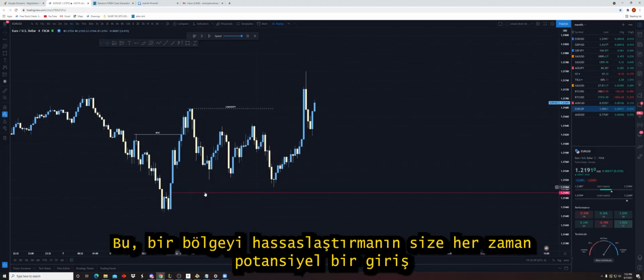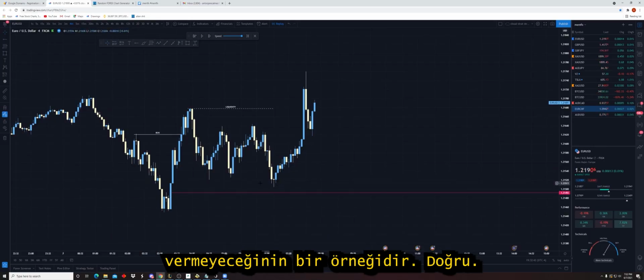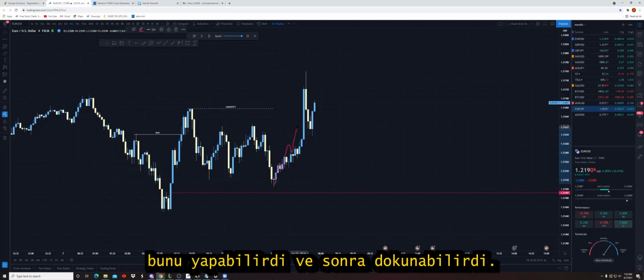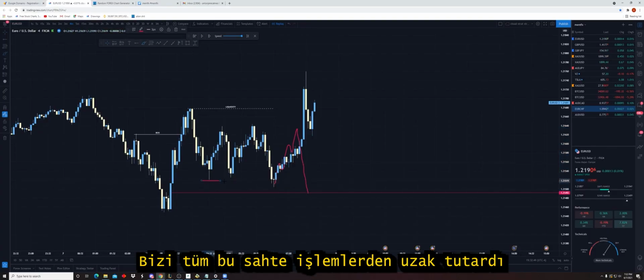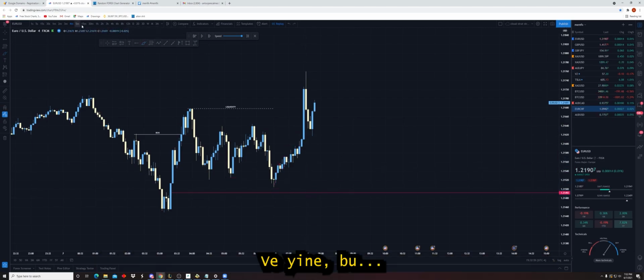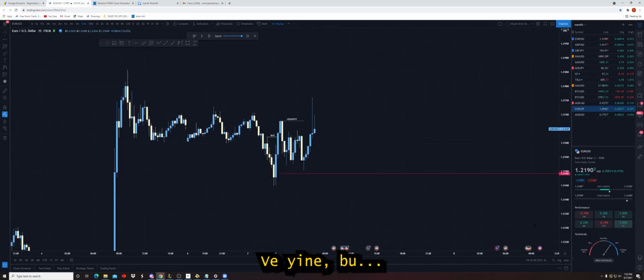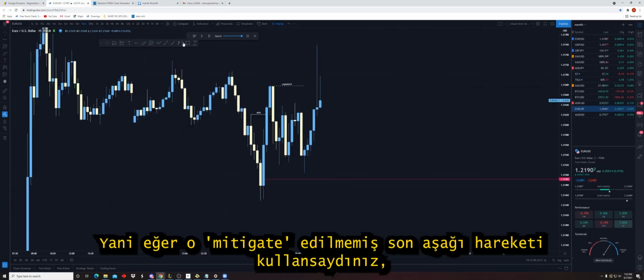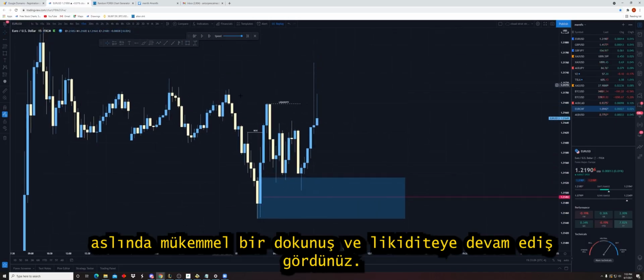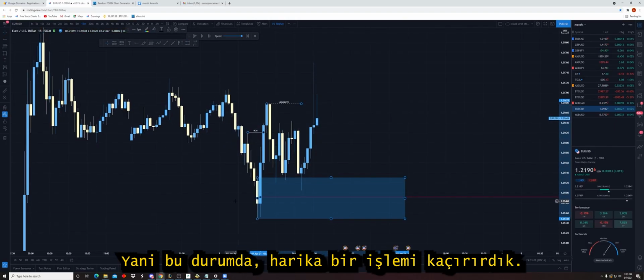So this is an example of where refining a zone will not always give you a potential entry, right? But if we did see price come and tap in, it could have done this and then tapped in. It would have kept us out of all these fake trades and gotten us into the best possible scenario that we could expect, right? And again, this is the purpose of refining zones. So if you just use that last down before the up move that was also unmitigated, you actually saw a perfect touch and continuation to liquidity. So in this case, we would have missed a great trade.